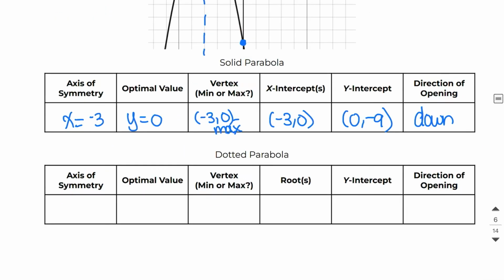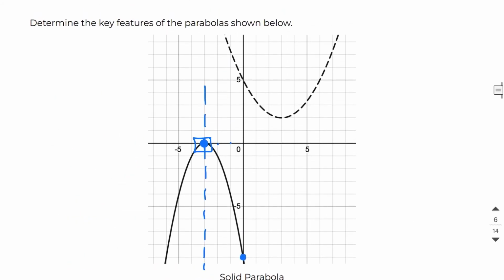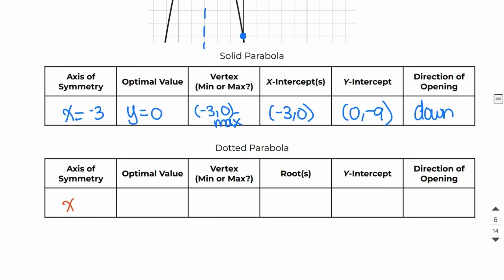All right, in our last example, I'm just going to do it all up here and then I'll copy the information down. So our axis of symmetry is going to occur right here. This is going to occur at x equals +3. Our optimal value here is at y equals 2, which means that our vertex will occur at the point 3, 2, and this is going to be a minimum. So here, let's just fill in that information. X equals 3, y equals 2. The vertex is at 3, 2, and this is a minimum.